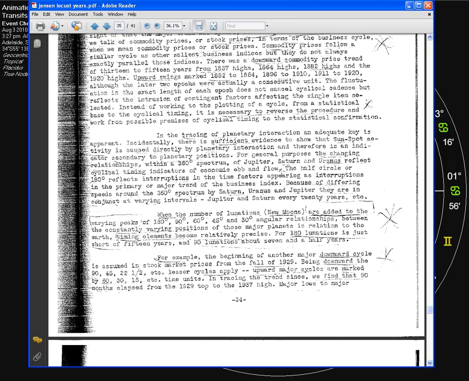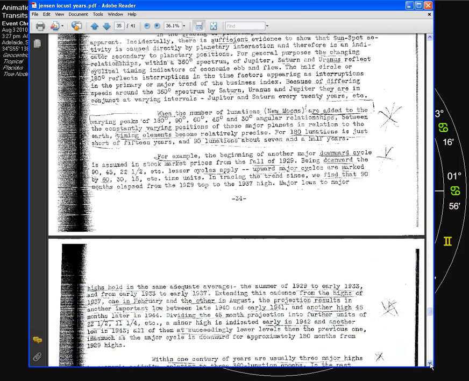The half circle, or 180 degrees, reflects interpretations in the time factors appearing as interruptions in the primary or major trend of the business index. Because of differing speeds around the 360-degree spectrum by Saturn, Uranus, and Jupiter, they are conjunct at varying intervals, Jupiter and Saturn every 20 years. Now see, we talked about that in a prior segment of this series.